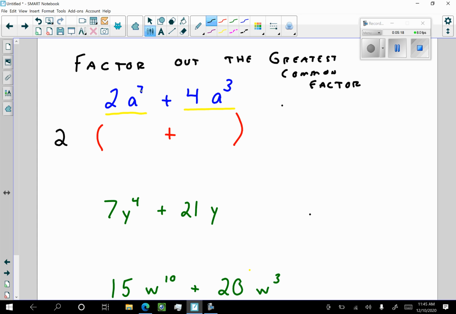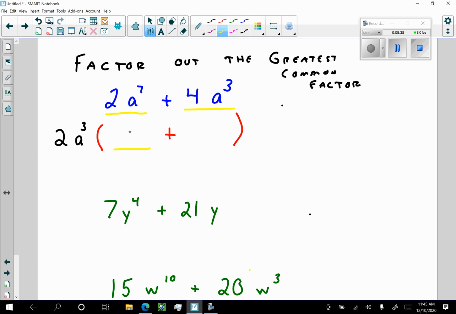And this is a to the 7th, this is a cubed. Looks like both of these terms have an a cubed, so the greatest common factor is going to be 2a cubed. Now I'm going to ask myself a question: 2a cubed times what is 2a to the 7th?